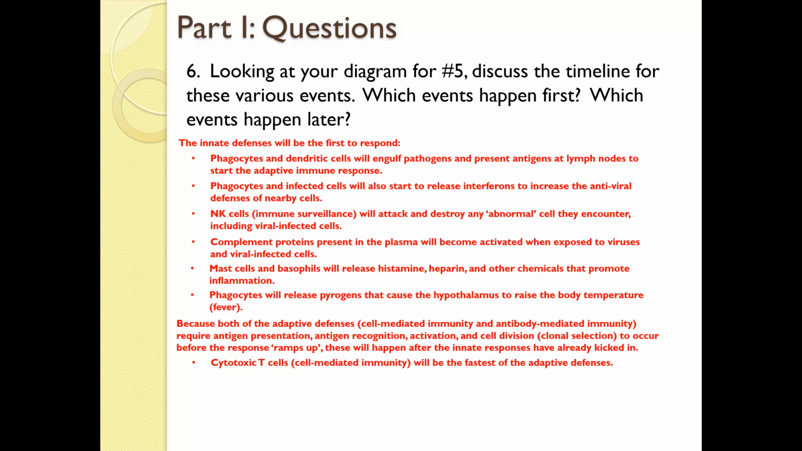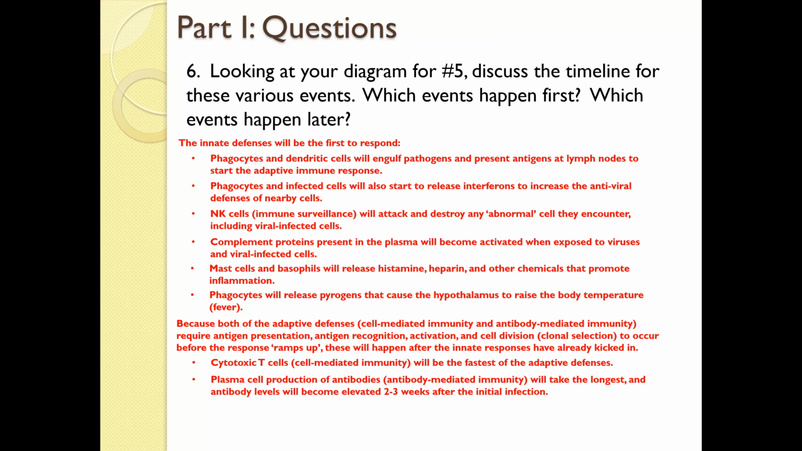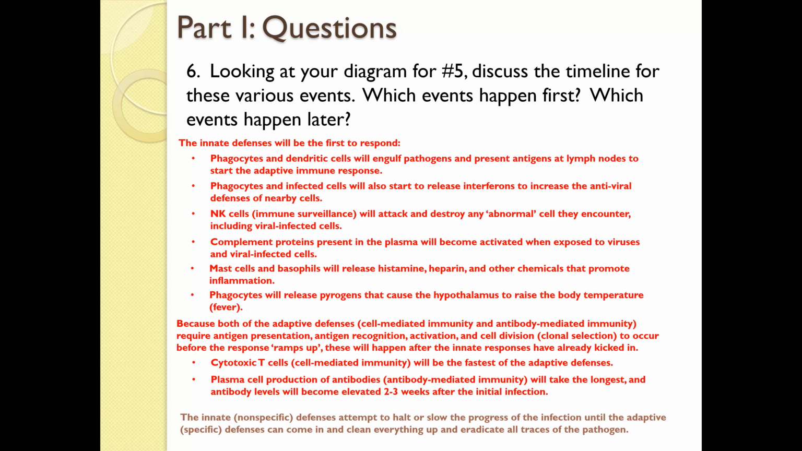So the cytotoxic T cells, which are your cell-mediated immunity, are going to be the fastest of the adaptive defenses. The plasma cell production of antibodies, which is your antibody-mediated immunity, will take the longest, and antibody levels do not become elevated until 2 to 3 weeks after the initial infection. So again, the innate non-specific defenses attempt to halt or slow the progress of the infection until the adaptive or specific defenses can come in and clean everything up and eradicate all traces of the pathogen.